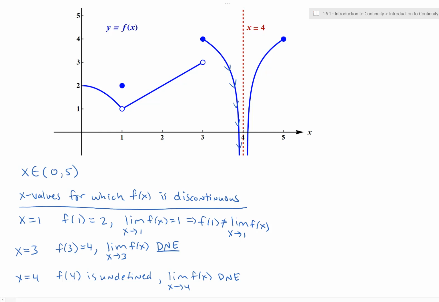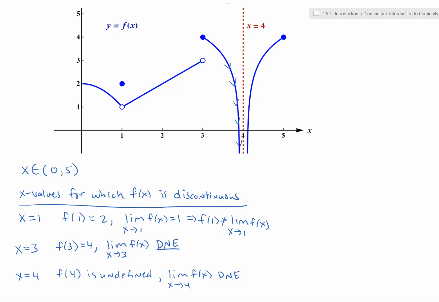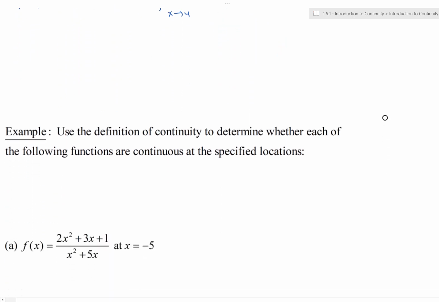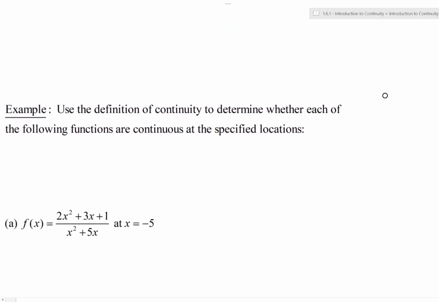And there you go. There is an example of how a function can be discontinuous at specific locations in a variety of ways. So let's take a look at one last example before we finish the video. We're going to use the definition of continuity to determine whether each of the following functions is continuous at the specified locations. In the first part, we have the function f of x, this rational function, 2x squared plus 3x plus 1 divided by x squared plus 5x.